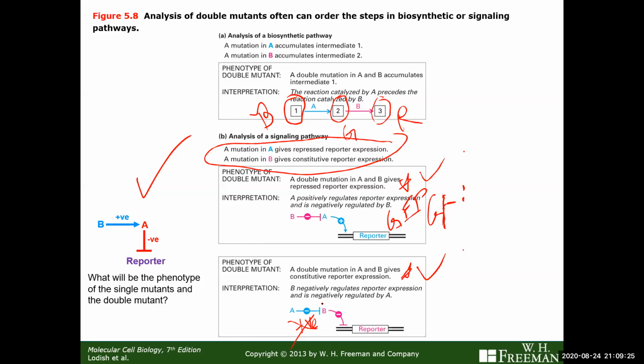If you have these observations, the phenotype in each of the single mutants and in the double mutant, you may be asked to construct the pathway, or you have been given the pathway, and you can be asked to predict what will be the phenotype in mutation of A and mutation of B and double mutation. Okay, so this is how, through epistasis analysis, you can order action of genes. I hope I could make it clear to you.